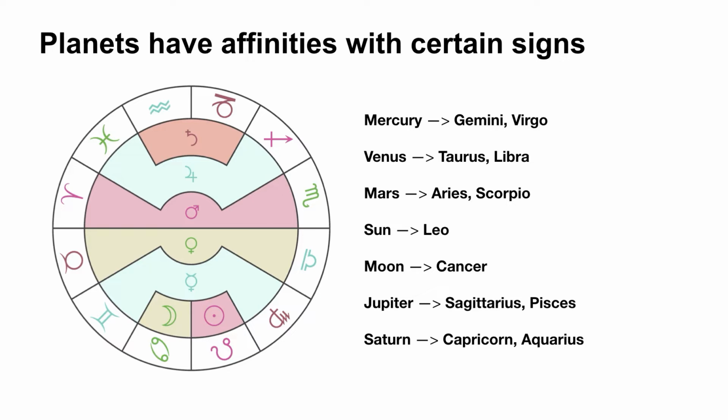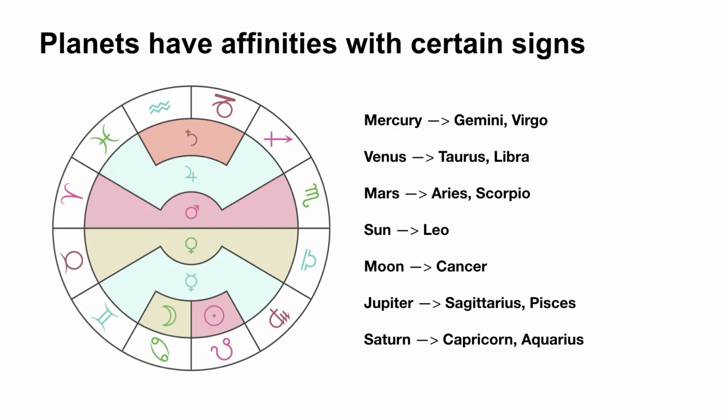Planets have affinities with certain signs more than others. For example, Mercury has an affinity with the two verbal signs, Gemini and Virgo. Venus has an affinity with Taurus, the sign of personal values and possessions, and with Libra, the sign of balance and relationships. Mars has an affinity with Aries and Scorpio. The Sun has an affinity with Leo, the Moon with Cancer, Sagittarius and Pisces with Jupiter, and Capricorn and Aquarius with Saturn.